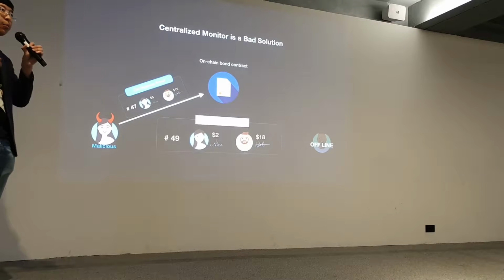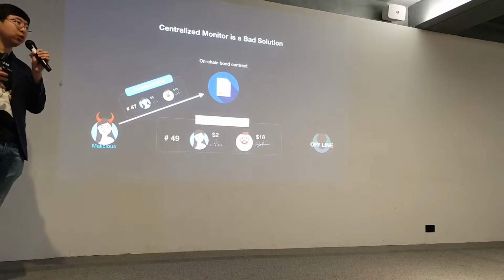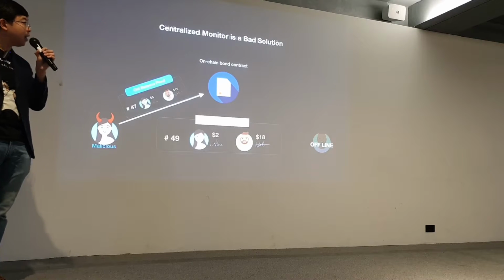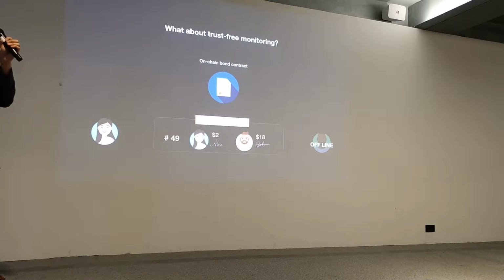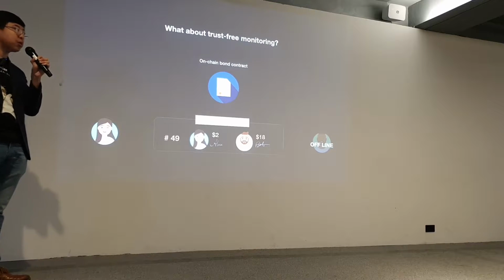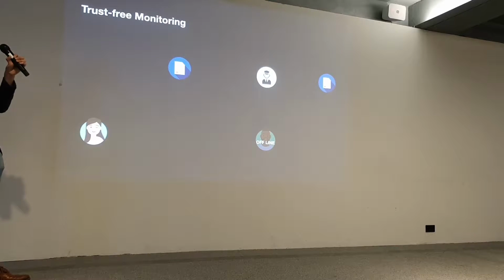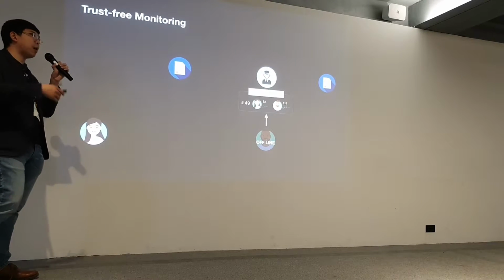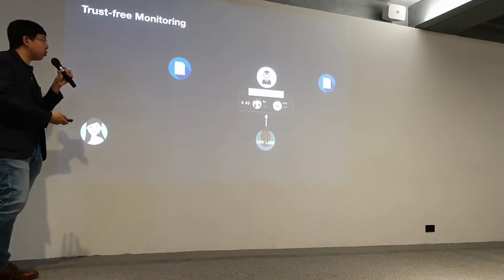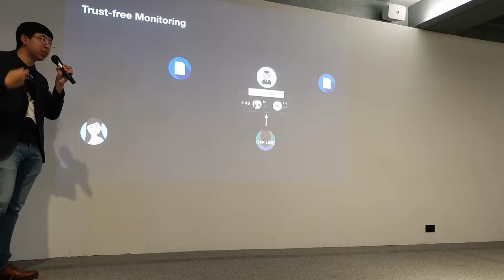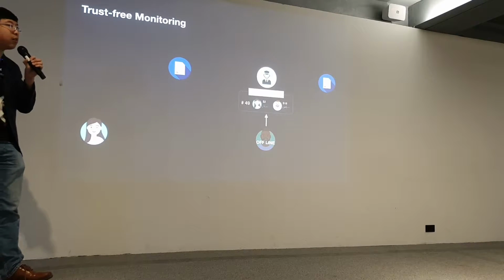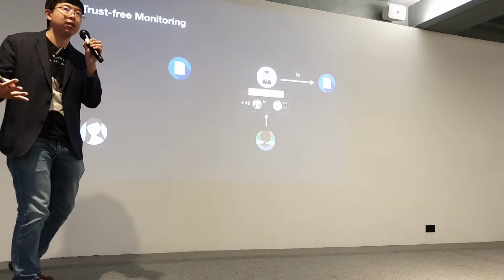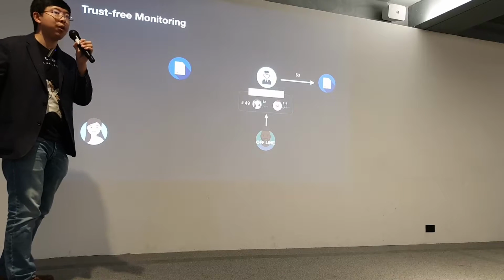On-chain centralized monitoring solution is definitely not a good choice, because it creates an immediate incentive problem of collusion. And what about trust-free monitoring? There are some researchers proposing trust-free monitoring. How it works is basically like this: you have Bob submit the current state to a watchtower service, and the watchtower service is also putting down some money on chain. It's kind of like an honesty bond, that if I do not do the job, you can take my money.